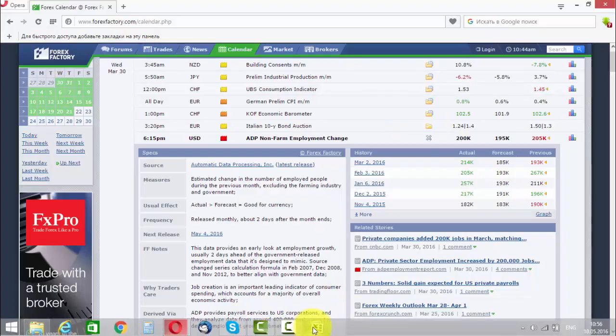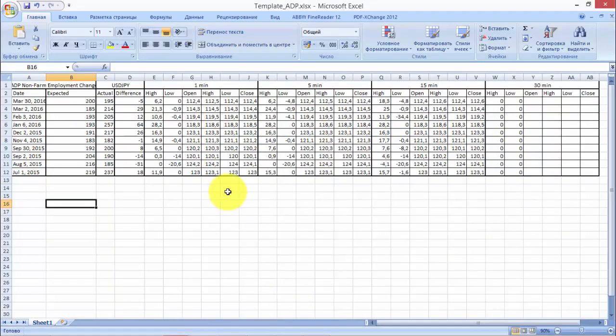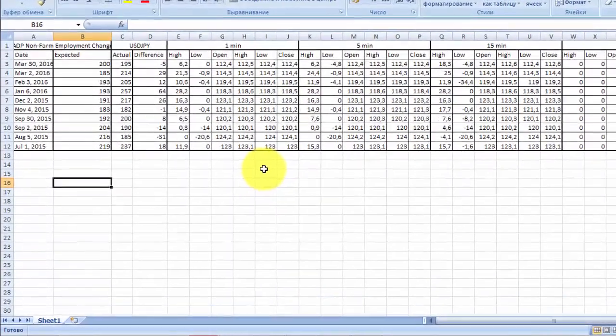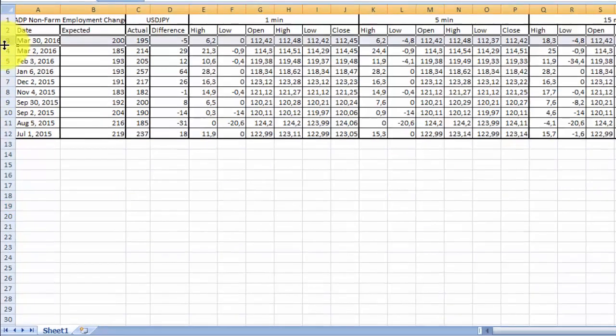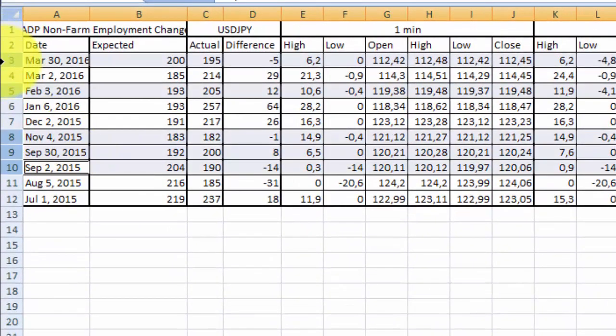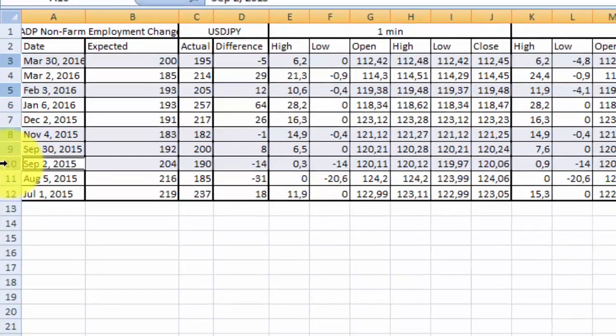Once again, I filled the table and now it's time to recognize the pattern. This pattern is similar to what we have learned about standard non-farm payrolls, but there are some details. What I want you to figure out are the dates when the difference between forecast and actual number was below 15,000. These dates were March 30th, February the 3rd, November the 4th, September 30th, and September the 2nd.